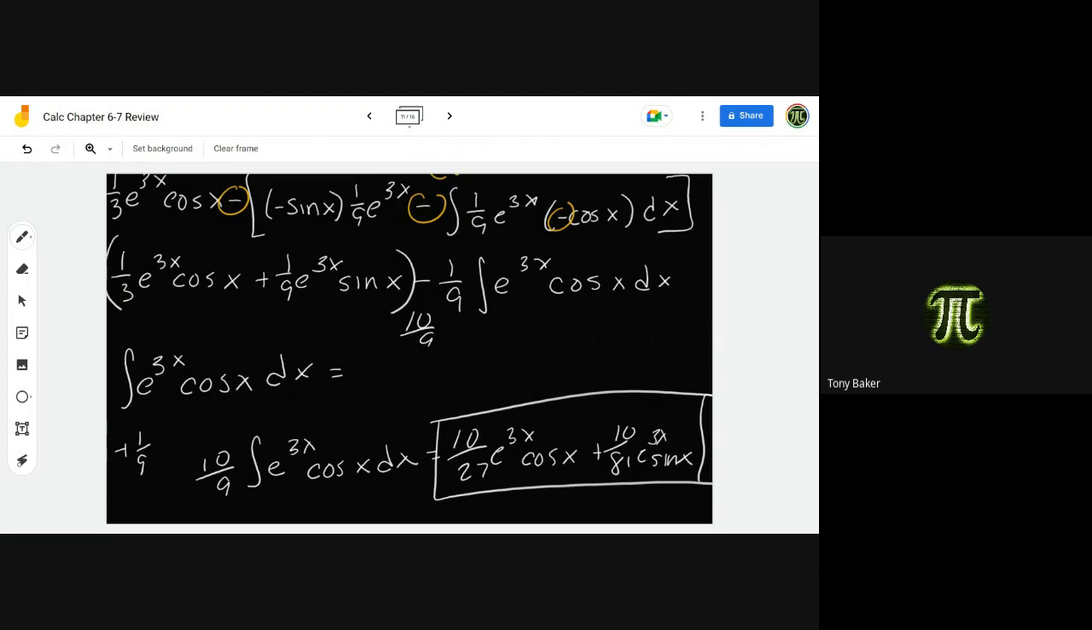Is that 10/81? Yes, 10/81 e to the 3x sine x. The e to the 3x, that's the thing about exponentials, they never actually change. They always basically stay the same. The bottom right one is 10/27, because it was 1/3 times 10/9.